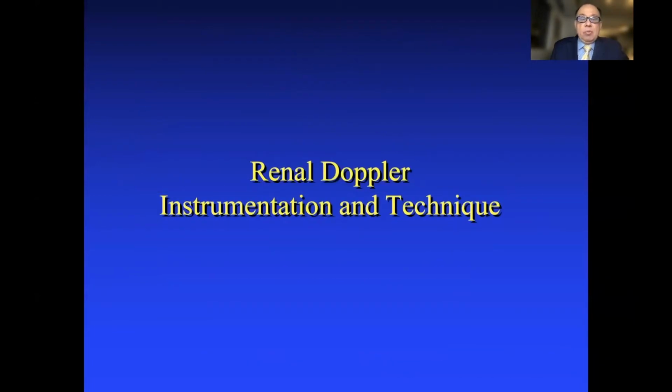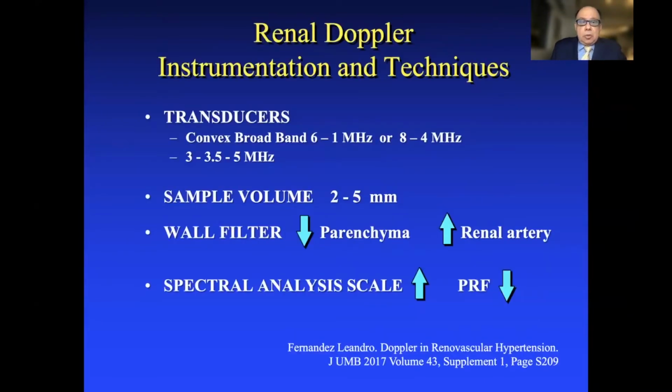Let's see some information regarding instrumentation and technique. It is recommended to use convex broadband transducers with a frequency of 6 to 1 megahertz, but it's also possible to use a transducer with 3 or 3.5 megahertz. The sample volume must be adjusted to a distance of 2 to 5 millimeters.